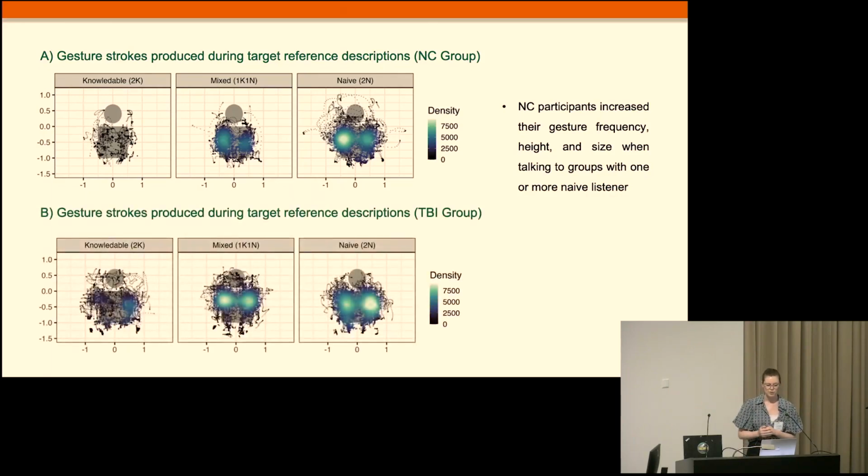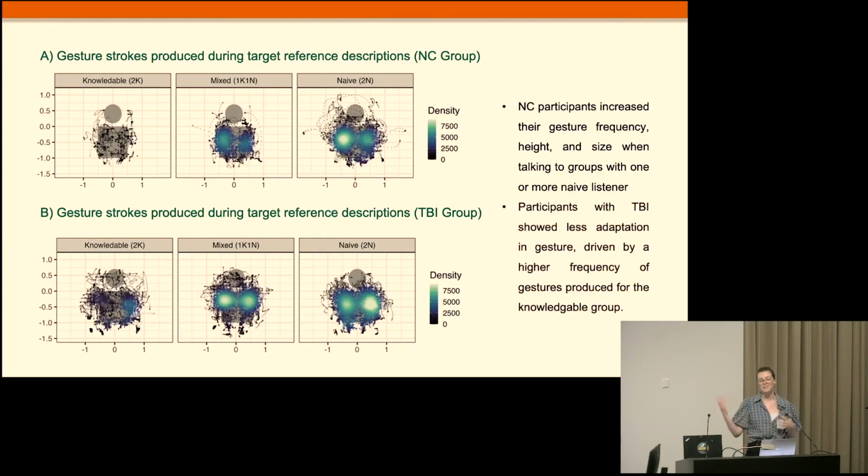This heat map shows the same visual display for the traumatic brain injury group. And here the main difference is that people with traumatic brain injury gestured a lot, even for the knowledgeable group. So they showed less adaptation in their gesture because they had a higher baseline frequency for their gestures in the knowledgeable group. That's just a couple examples from our team about how you can apply kinematic analyses to your research questions.